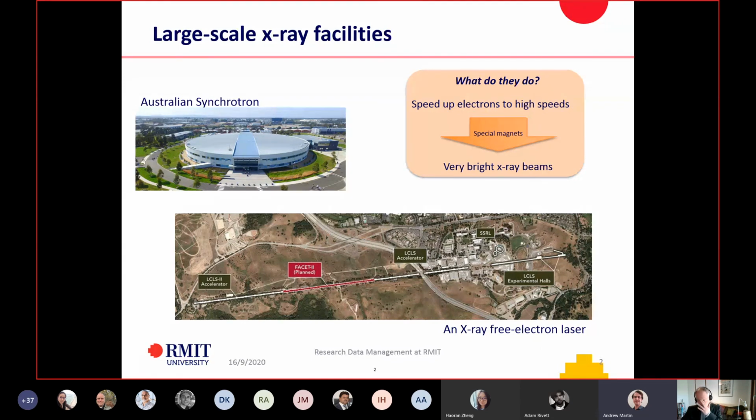And the one that you've got down the bottom is a thing called the Linear Coherent Light Source, which is in Stanford in California. It's about 3 kilometers long. And without really going into the technical details, basically what these machines do is they have big accelerators and they speed up electrons to very, very high speeds, put them through some magnets and make very bright X-ray beams. So they're basically very large X-ray light bulbs. That's kind of what they are. Do you want to go to the next slide, Sam?